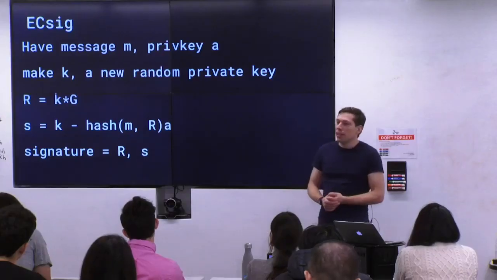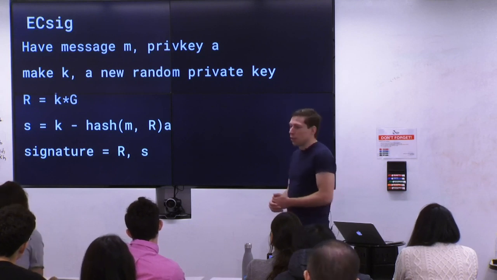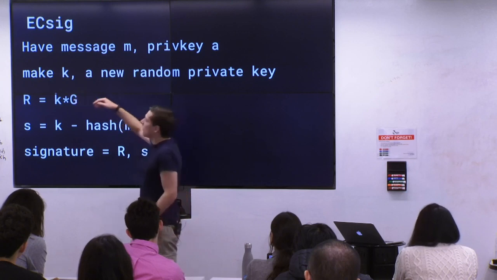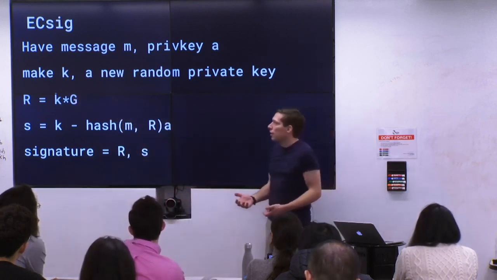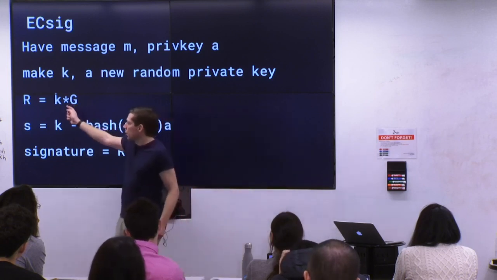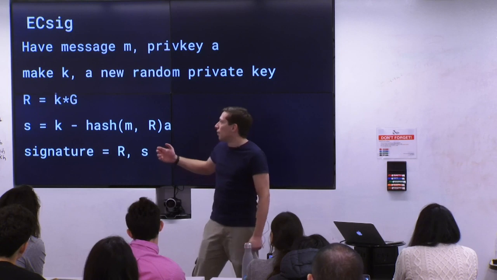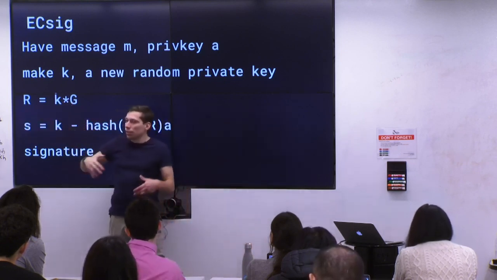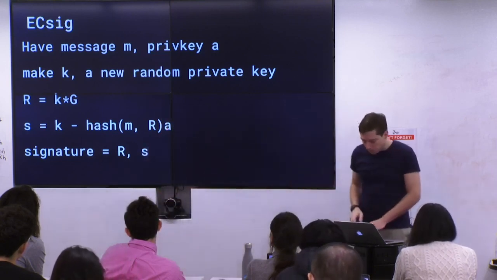When you want to sign, you make a one-time use key pair for the signature only. They usually call that K. K is a new random number. It's the private key, and you multiply it by G. They call this R. I don't know why they use these letters, but anyway. K times G is R. R is the other public key you're using just for this signature.